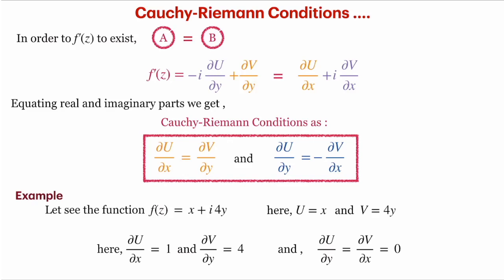On the other hand, we have du by dy equal to minus dv by dx, both equal to 0. This is okay, but both of the conditions have to be satisfied. So that means that this is not an analytic function because one of the conditions is not satisfied.